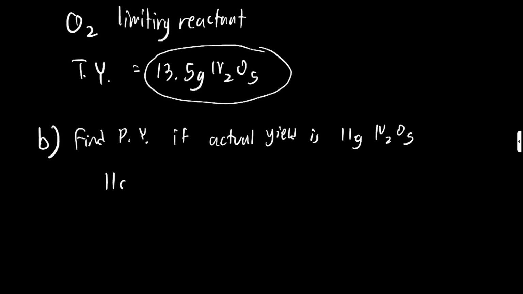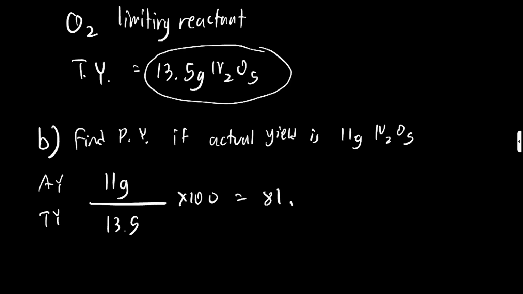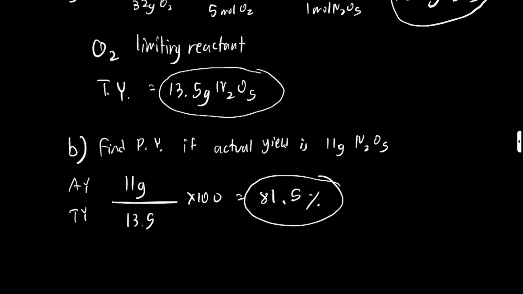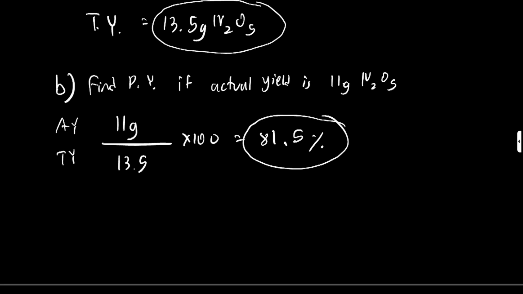All you do is take the actual yield divided by the theoretical yield, so AY over TY, and all you do is multiply that by 100, and you get around 81.5%. So there you have it. So that's your percent yield.